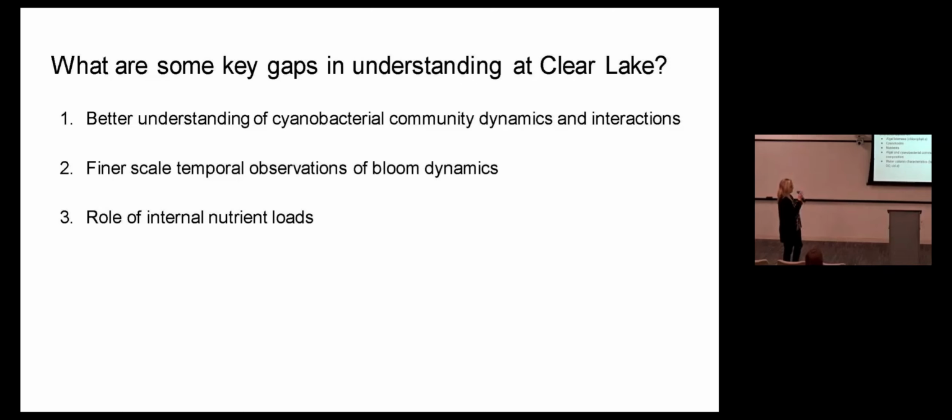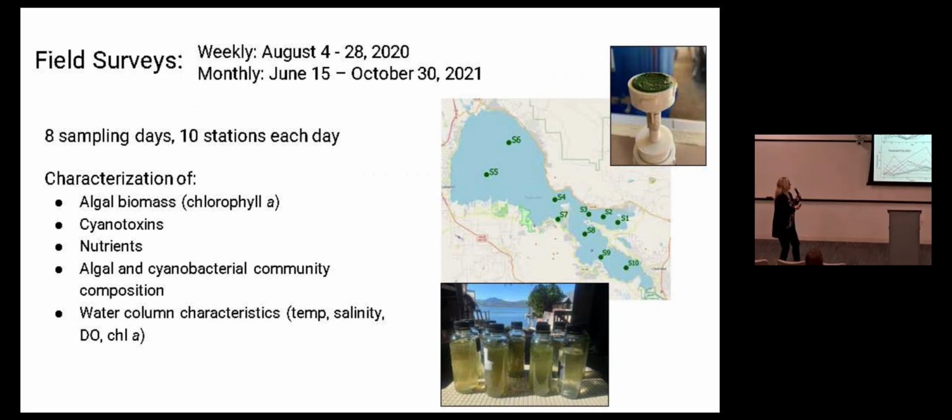So we're still working on this. I'm going to give you a preview of what we found. This is chlorophyll here. On the top is the every other day survey through the month of August, and this is monthly observations from June to October. This line here is the TMDL target for chlorophyll.